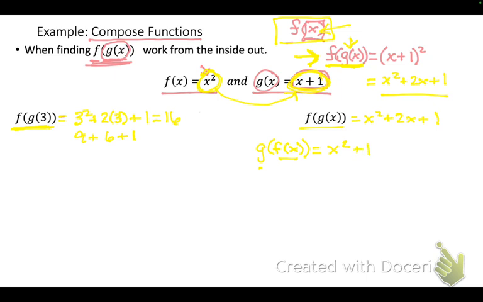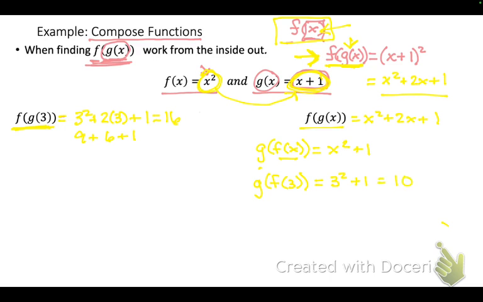Are those the same? No. Because f of g of x gave me a trinomial, didn't it? And then g of f of x gave me x squared plus 1. Why wouldn't it be x cubed? Because this x in g just becomes that x. We're not multiplying. It replaces it. So that means g of f of 3 is what? 3 squared plus 1, which is 10.